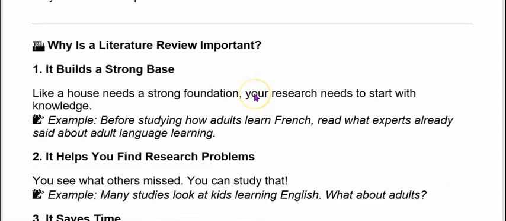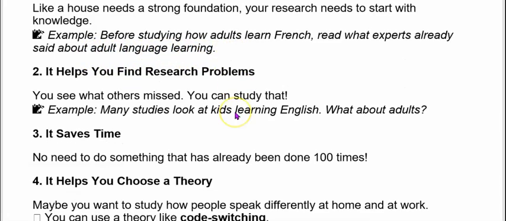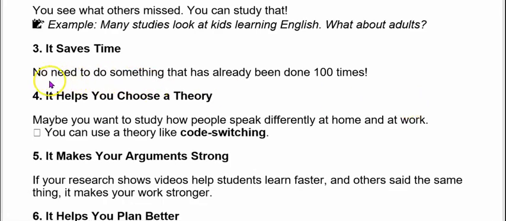Why is the literature review important? It builds a strong base. Like a house needs a strong foundation, your research needs to start with knowledge. Example, before studying how adults learn French, read what experts already said about adult language learning. It helps you find research problems. You see what others missed. You can study that. Example, many studies look at kids learning English. What about adults? It saves time. No need to do something that has already been done 100 times.